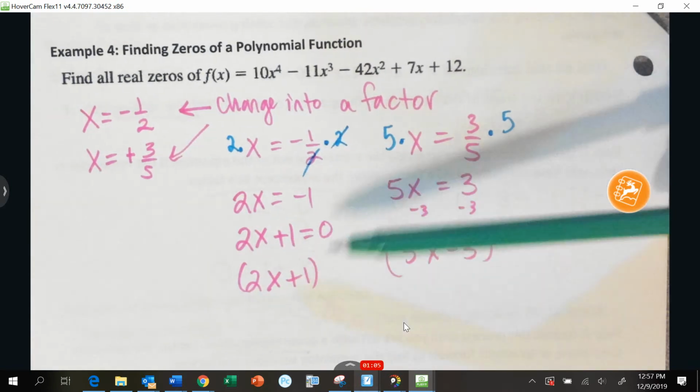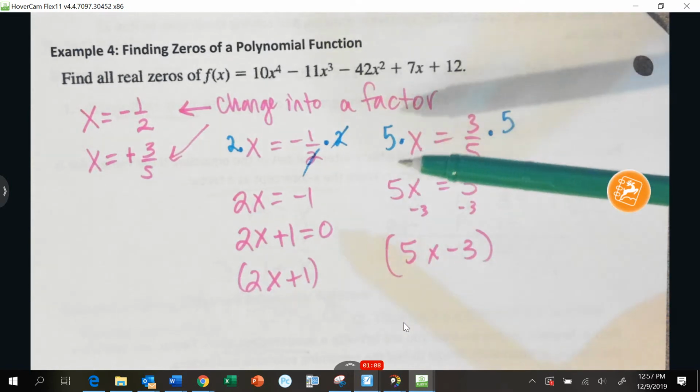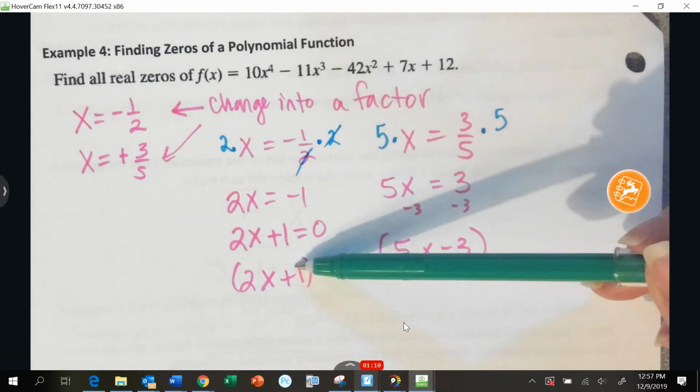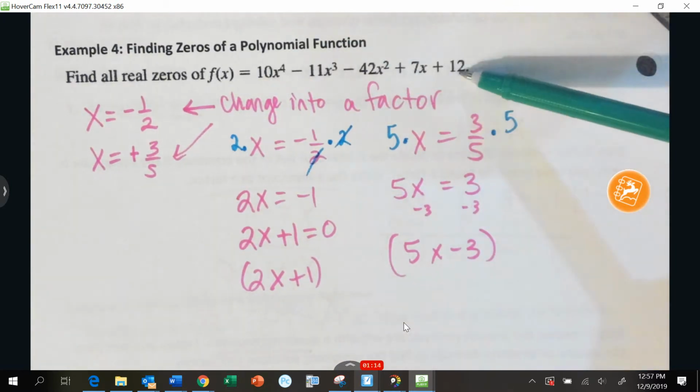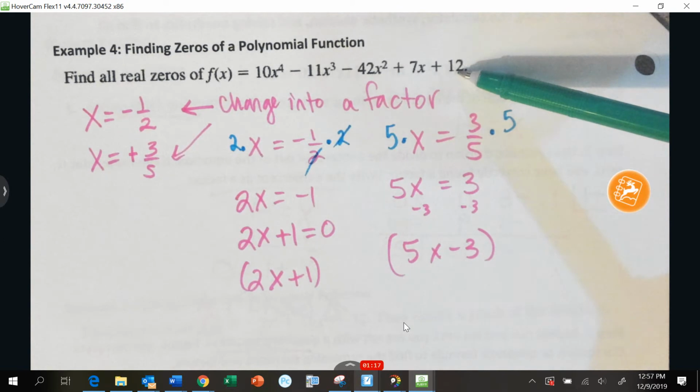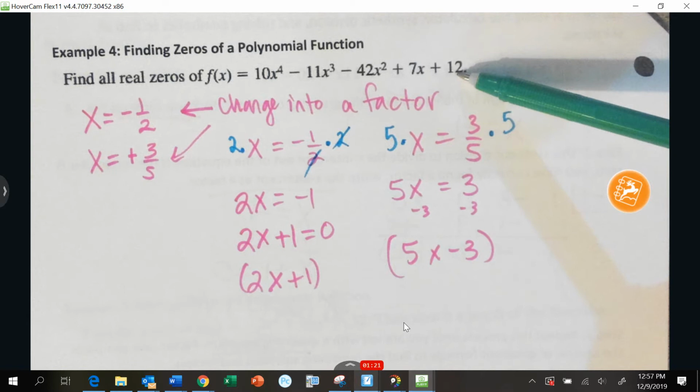So just remember, if it's a fraction, it has to not be a fraction in this factor. Okay? So now what we're going to do is take out 2x plus 1 and 5x minus 3 from this. There's a couple ways you could do this, but there's a way that you can't.